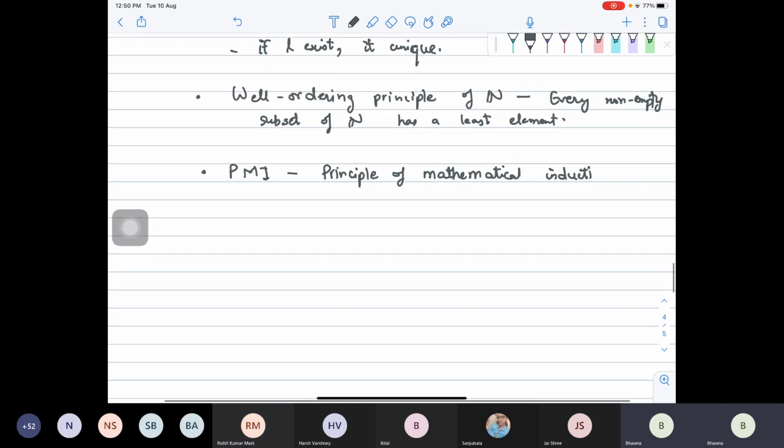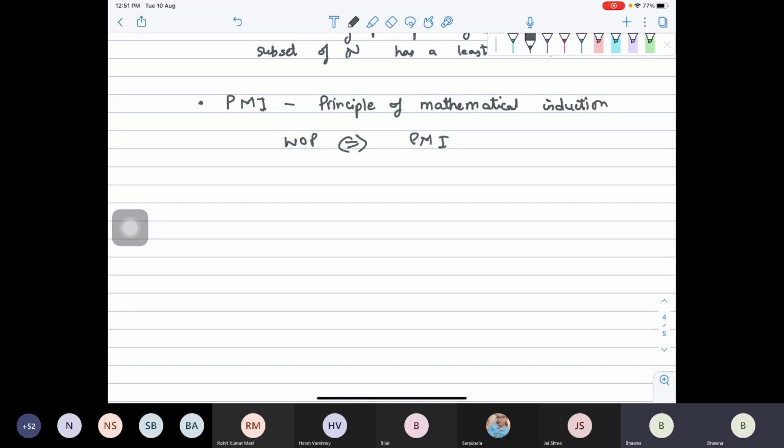So what I'm trying to say is that the well ordering principle and PMI are nothing but the same. My claim is that the well ordering principle holds if and only if the principle of mathematical induction holds. That means both of them are in fact the same.